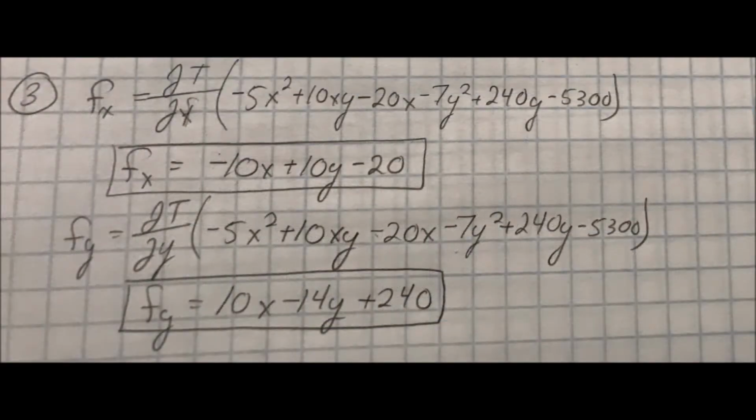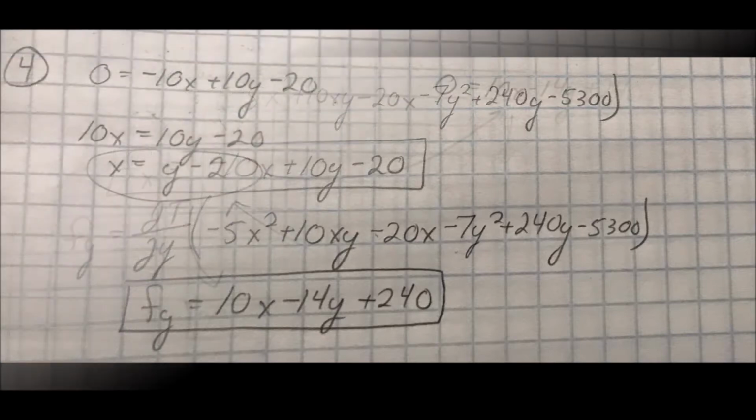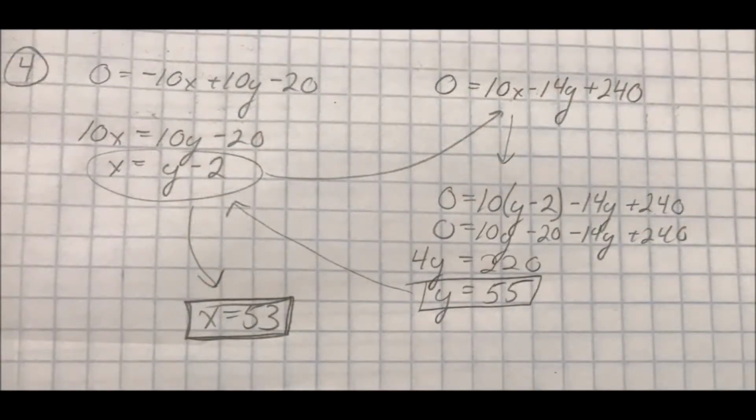After that, you want to take the partial derivatives in terms of x and in terms of y. So taking the partial derivative for x, leaving y constant, you get negative 10x plus 10y minus 20. And for the partial derivative of y, leaving x constant, you get 10x minus 14y plus 240. Let both equations equal 0, solving for x and y to get x equals 53 and y equals 55.